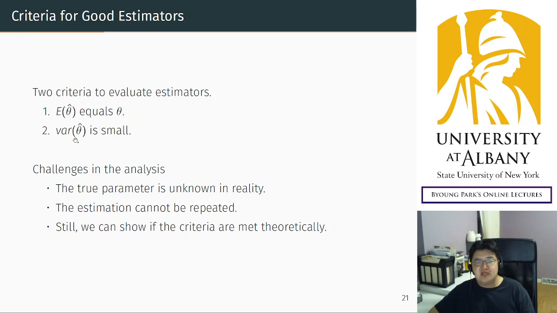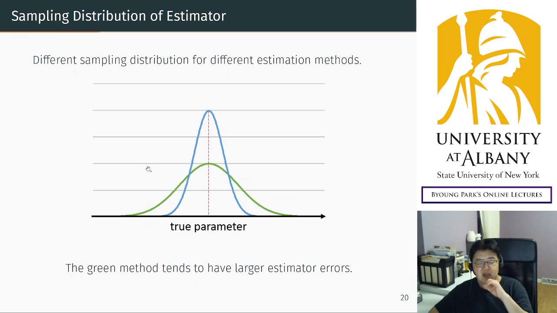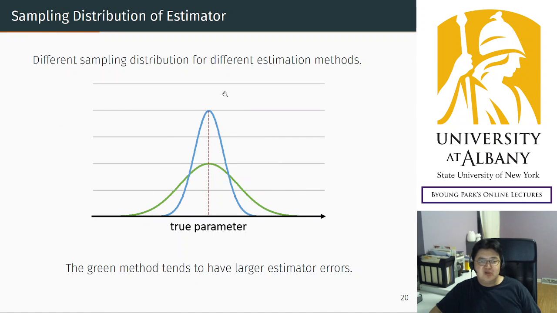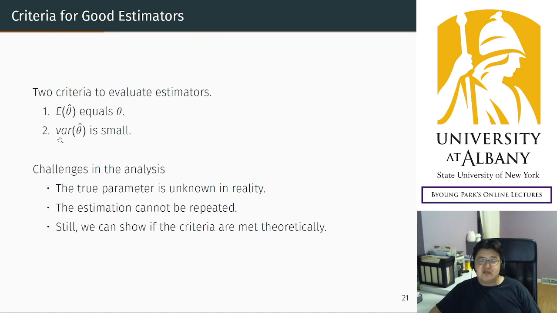And the second criterion is about the variance. Like this. So obviously, as long as the center is correct, the smaller the variance is, the better the estimator is. As the variance increases, that means the tails are thick, which means larger errors are more likely. So if you compare these two, blue is better because the variance is smaller. So the smaller, the better, right? These are two important criteria for good estimators.